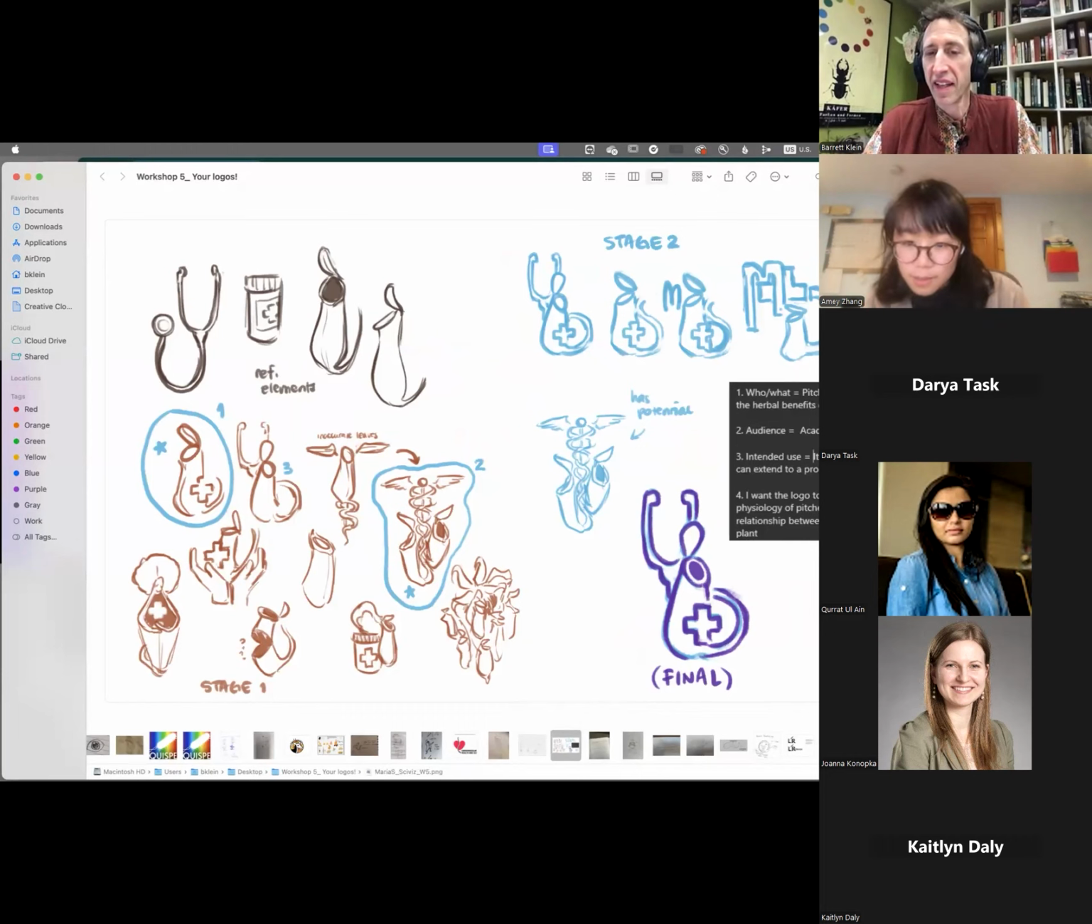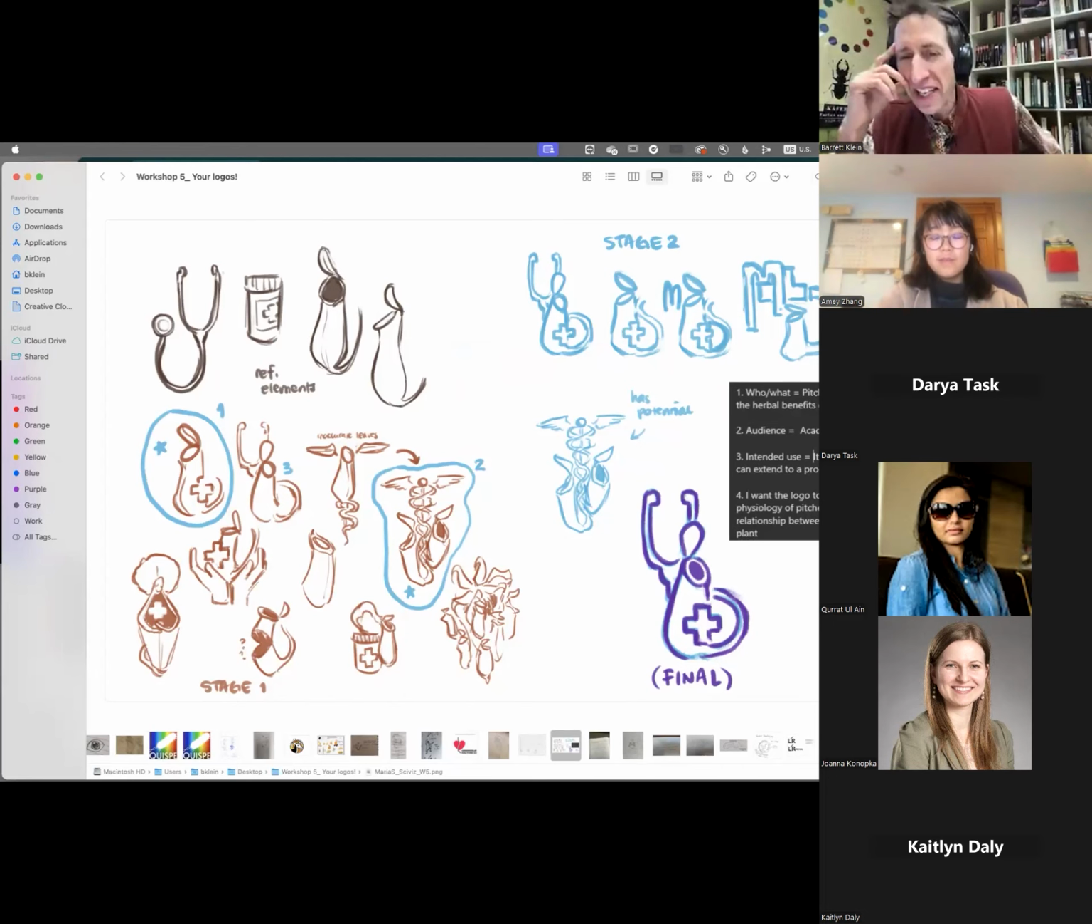Okay. A pitcher plant, medicine. Oh, the unique physical pitcher plants. Cool. Okay, yeah, the clinical benefits of pitcher plants in pharma. Fascinating. Very cool.